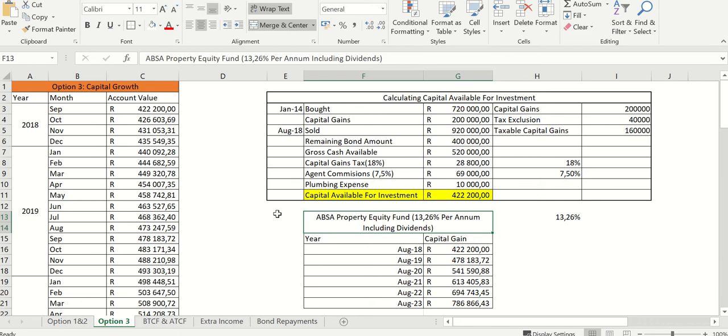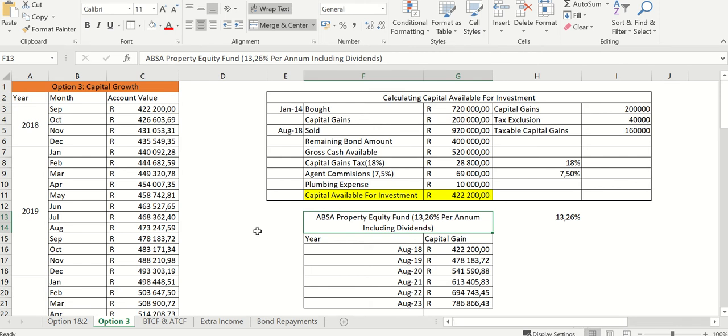For option 3, we decided to go for the Absa Property Equity Fund with the annualized increase of 13.26%. So using this same percentage on whatever was left to invest after selling the property and paying off capital gains tax, agent commissions, and the rest of the bond, we were left with 422,000, and that's what we were left to invest in the unit trust.